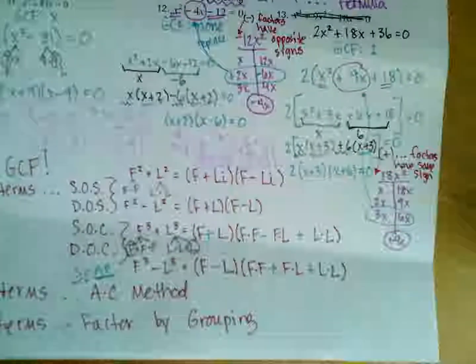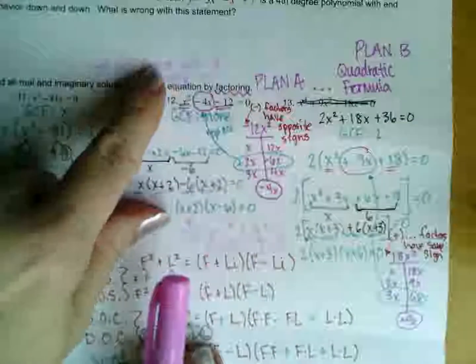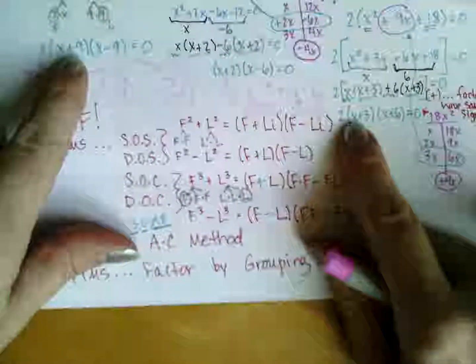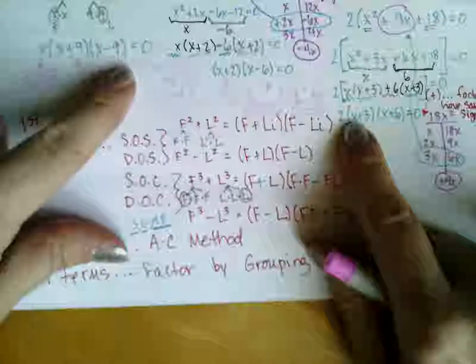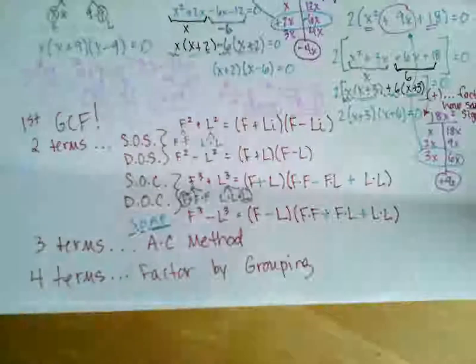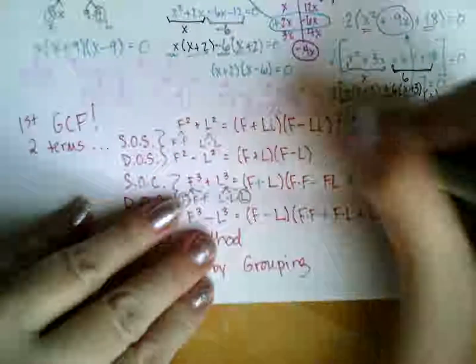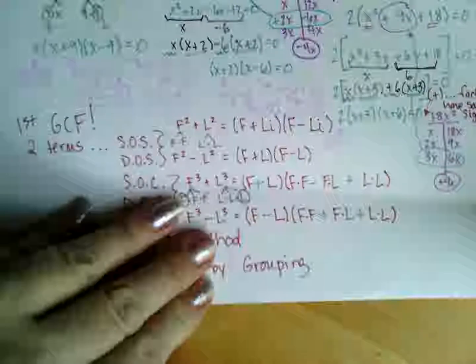I still have not solved yet. When I solve, remember, I set each factor with a variable equal to 0. So remember on number 11 here, I had an x plus 9, x minus 9, and I set the x equal to 0 and all the other parentheses. This time my GCF has no variable. So we do not set that equal to 0. We're just going to ignore the 2 because it does not have a variable.